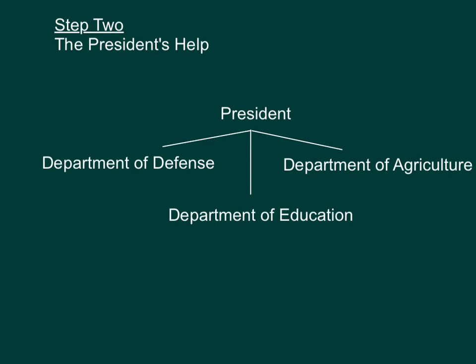The executive branch has 15 departments. A few examples are given below, such as the Department of Defense, the Department of Education, and the Department of Agriculture. If Congress orders the president to carry out a law or policy, he or she will direct one or more of these departments to take action.